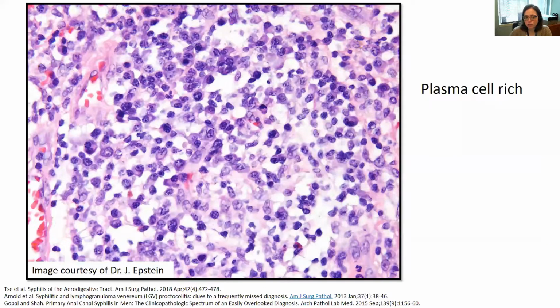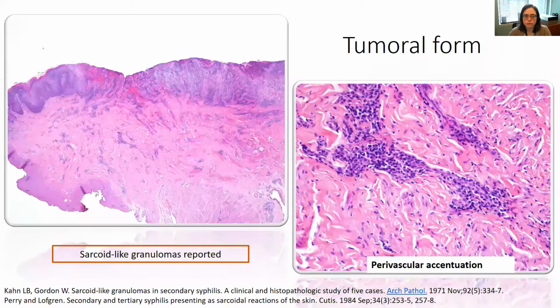And this is a close magnification of that case I just showed, showing the prominence of plasma cells. In the anus, you can have a tumoral form, just like what I was talking about with chlamydia in the rectum. And these can be concerning for malignancy. You can see ulcerated areas and the tumor being formed by this dramatic fibrosis underneath. When you look at higher magnification, you may be able to observe that the lymphoplasmacytic infiltrate tends to conglomerate around the vessels. This perivascular accentuation sometimes is very helpful. And again, in the anus, sarcoid-like granulomas have also been reported.